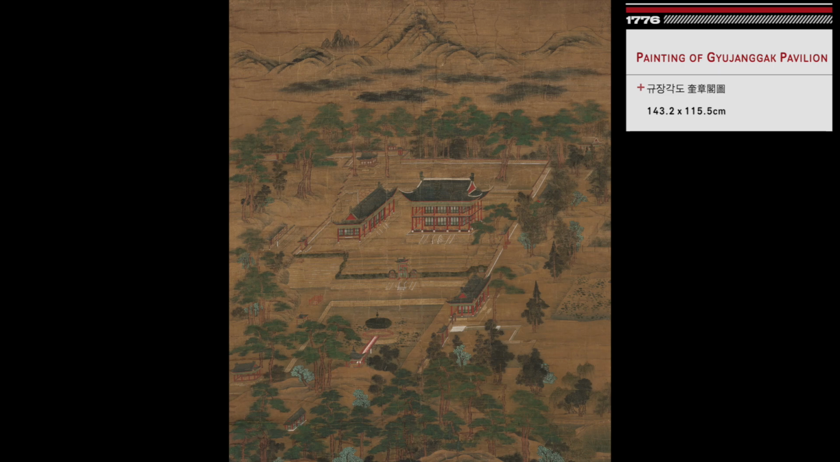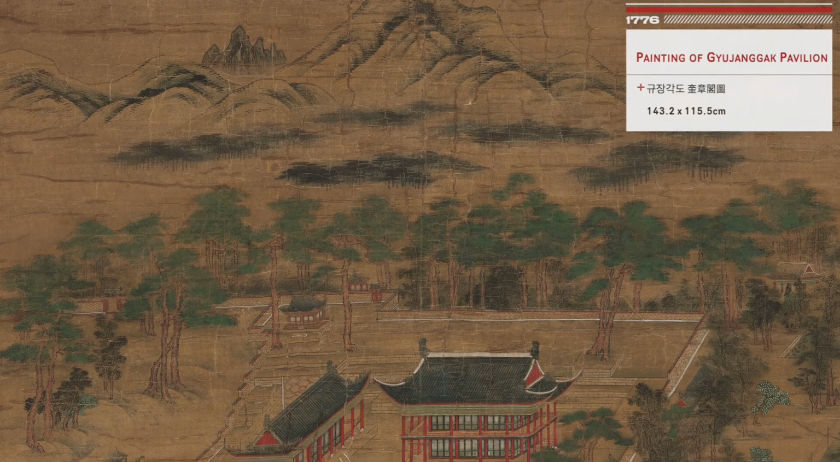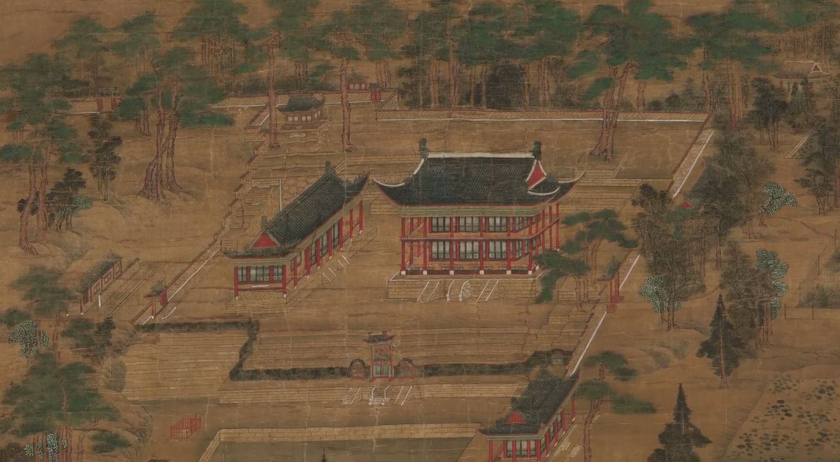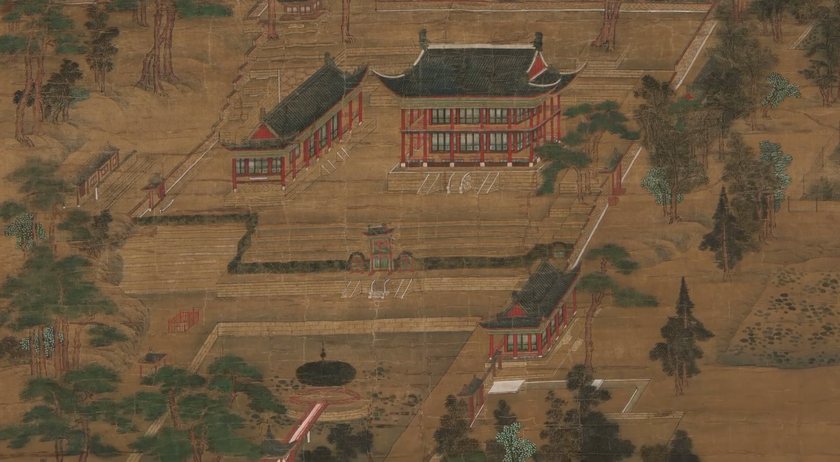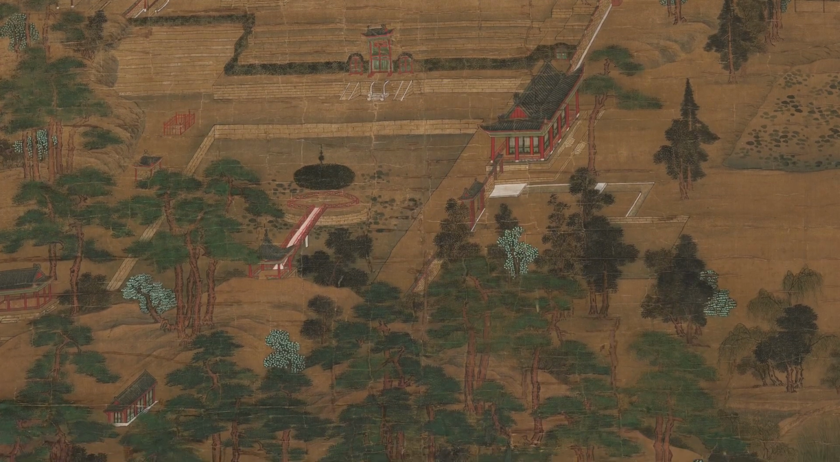Gyeojang-gakdo, painting of Gyeojang-gak Pavilion. The Gyeojang-gak was a space for storing the handwritings of the deceased King Yeongjo. This painting gives a good idea of the style of landscape paintings Kim Hongdo produced in his early days.